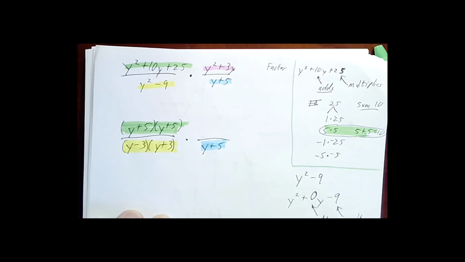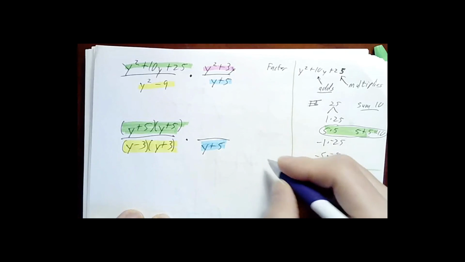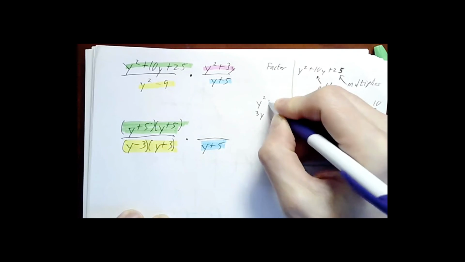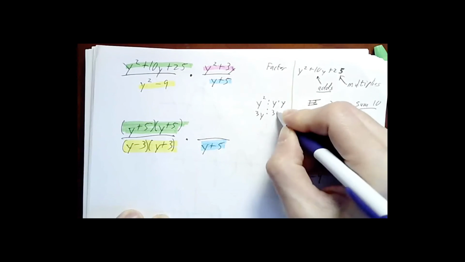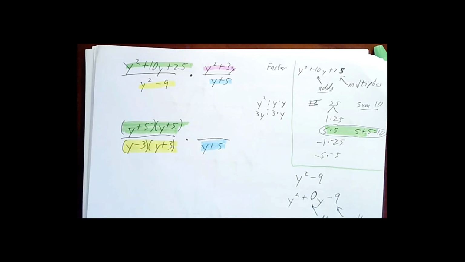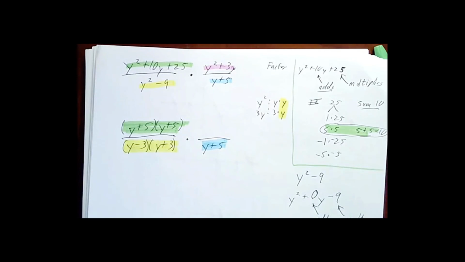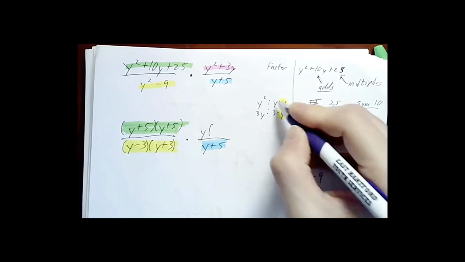So what do y squared and 3y have in common? Let's really quickly write this out over here. Well, y squared is y times y. 3y is 3 times y. What do these two things have in common? They both have a y in common. So that is what I'm going to factor out. So now I have y times whatever I have left over, and that's going to be y plus 3.